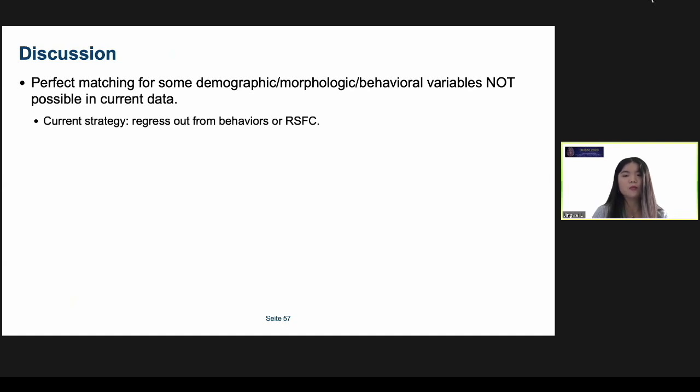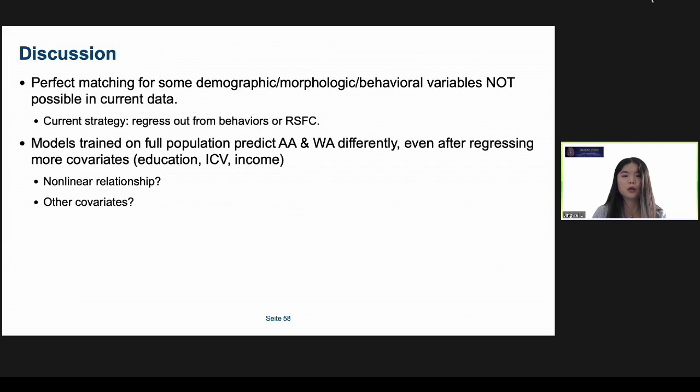Here are some take-home messages. First, a perfect matching between African Americans and white Americans can't be achieved for some variables using current data. What we can do for now is to regress them from either behaviors or functional connectivity. But simply regressing those variables does not really help to fill the gap. It is possible that there are some other variables we haven't considered. It could also be that the influence of these variables is not linear.